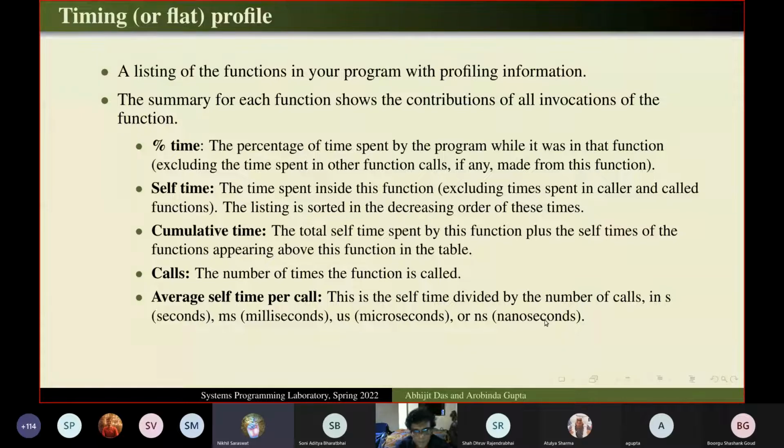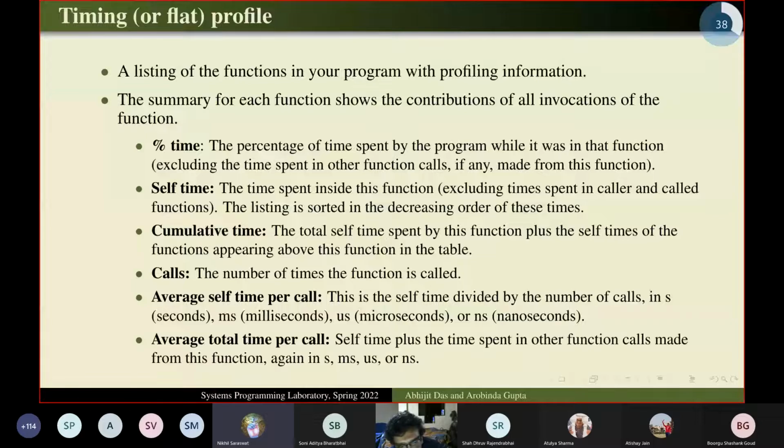Sir, in cumulative time, if a function is called multiple times, will it be listed again and again? No. This is the total summary, not individual calls. Total time for each function. And this is the average time per call for each function.